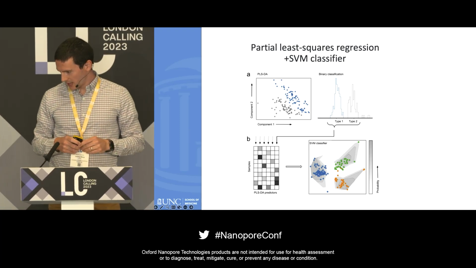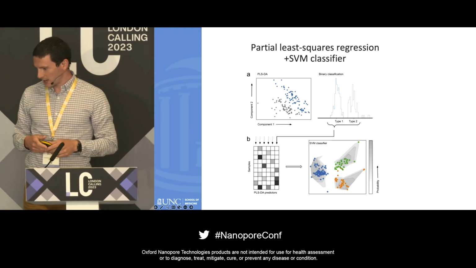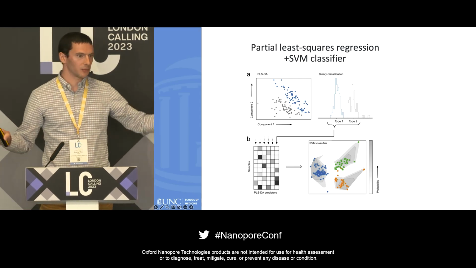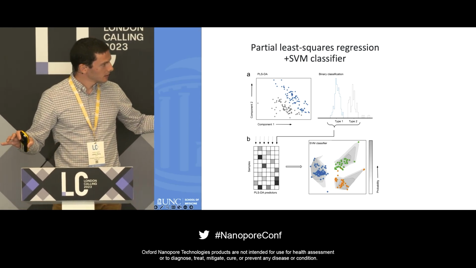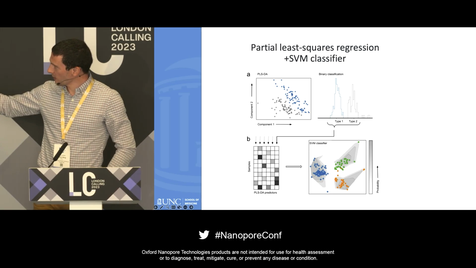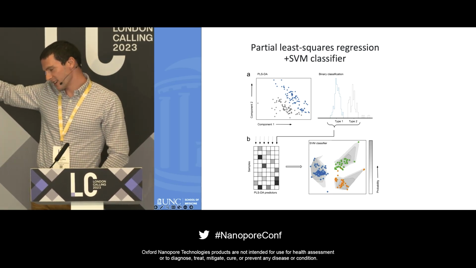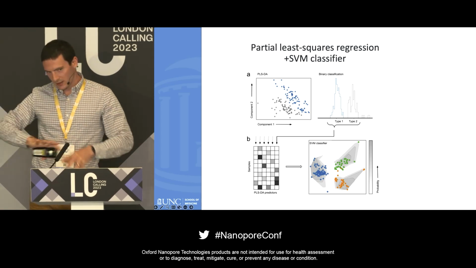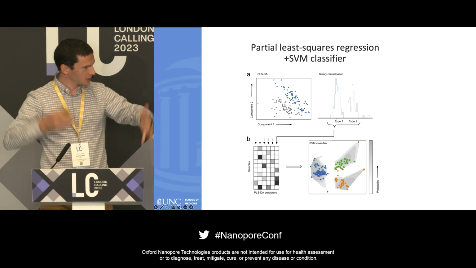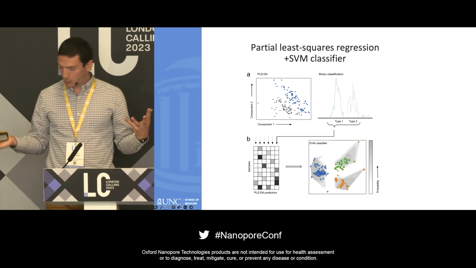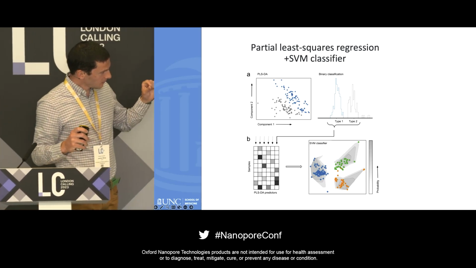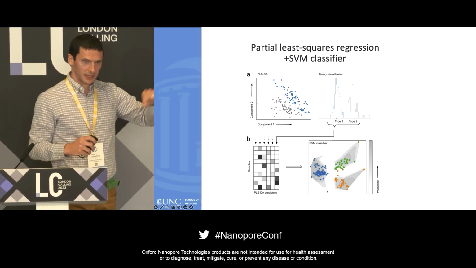This is an illustration of what this might look like differentiating, say, B cell from T cell leukemia. And we put this set of pairwise and one versus all PLS decompositions into a support vector machine. And it produces a probability for each type.